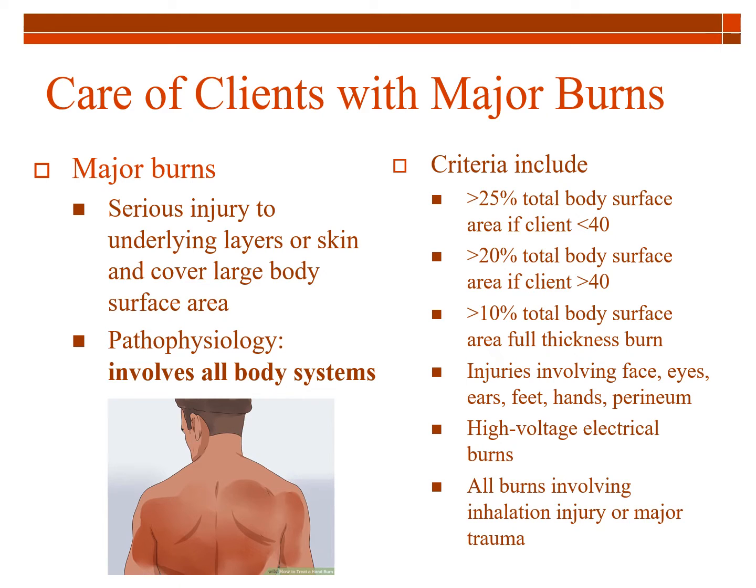The pathophysiology of major burns involves all body systems, and we will go step by step through each of the body systems to see just how major burns can impact them. So the criteria for a major burn includes a burn that covers over 25% of the total body surface area if the adult is less than 40 years of age, and covers more than 20% of total body surface area if the adult is greater than 40 years in age.